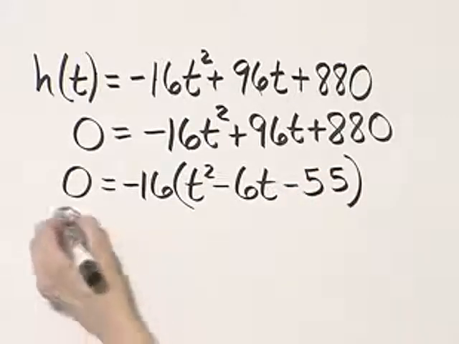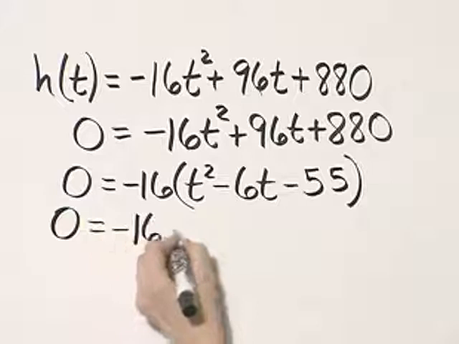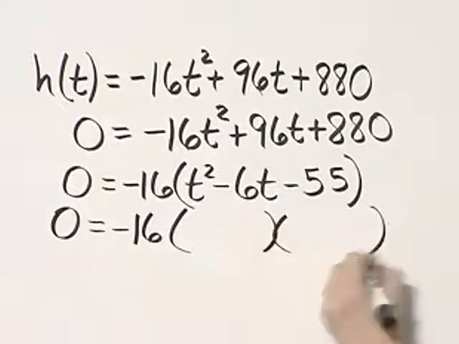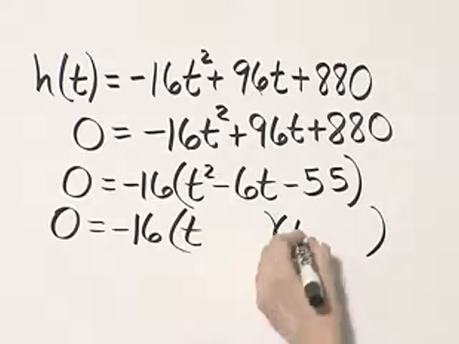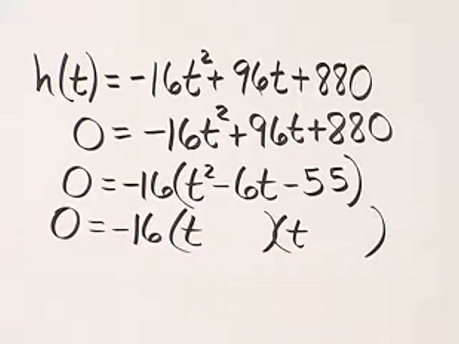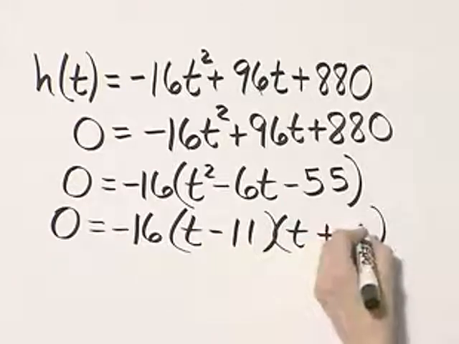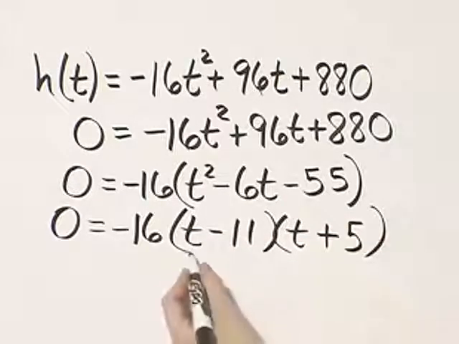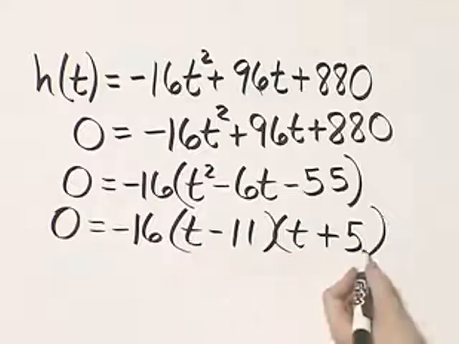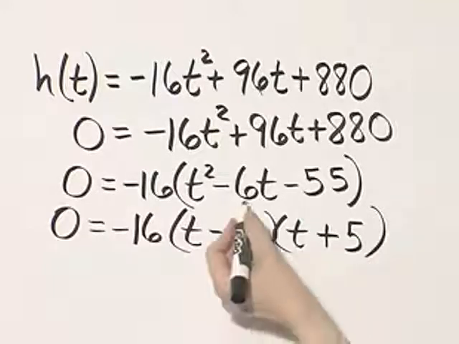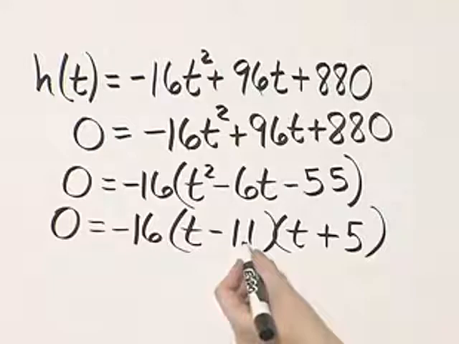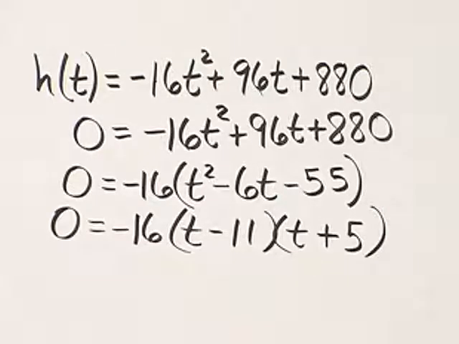And now let's continue to factor. That's negative 16. Let's see if this trinomial factors as two binomials. That's t and t. I'm looking for two factors of negative 55 whose sum is negative 6. So that will be negative 11 and positive 5. Now let's check. That's t squared. 5t minus 11t is minus 6t, or negative 6t, and last times last is negative 55.